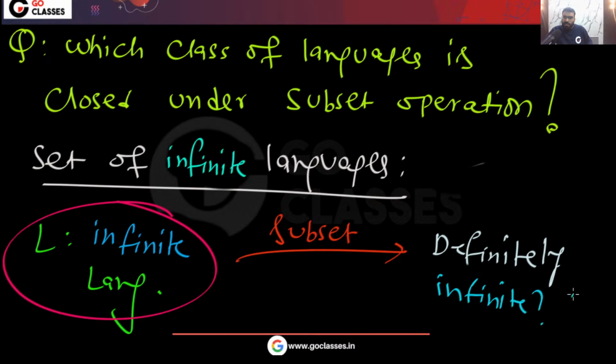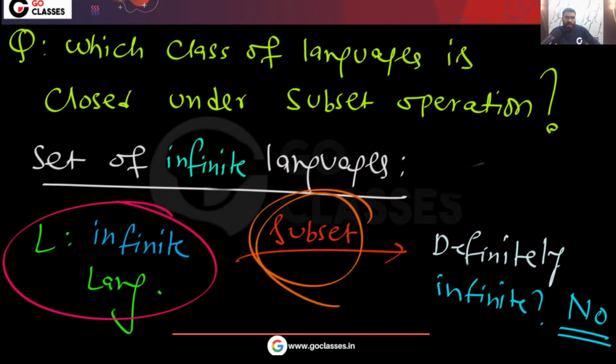Subset will be infinite? The answer is no. For example, sigma star is infinite. Yes or no? Sigma star, that is an infinite language, but its subset phi, which is a subset of sigma star, is finite. Yes or no? That is not infinite. Is this clear? Please tell me. Did you understand?